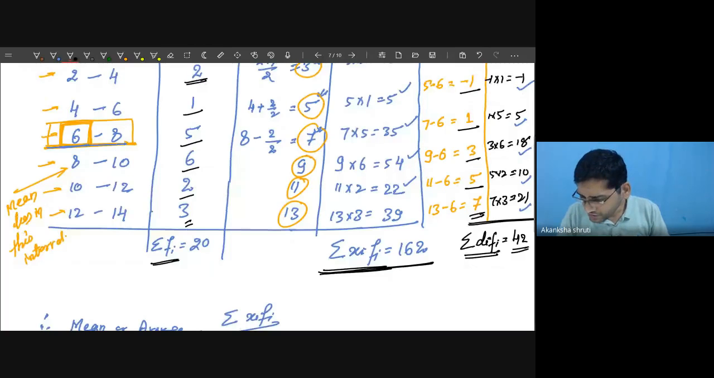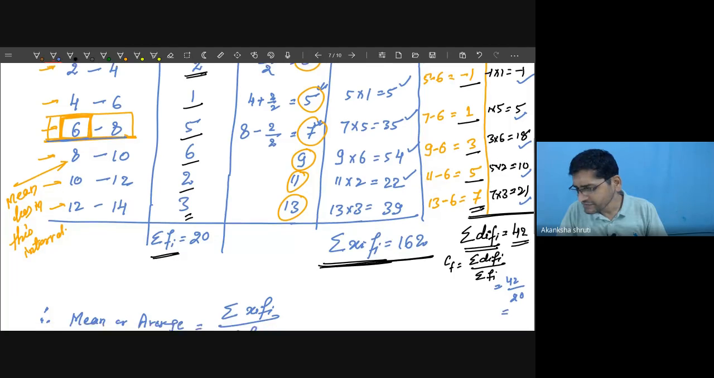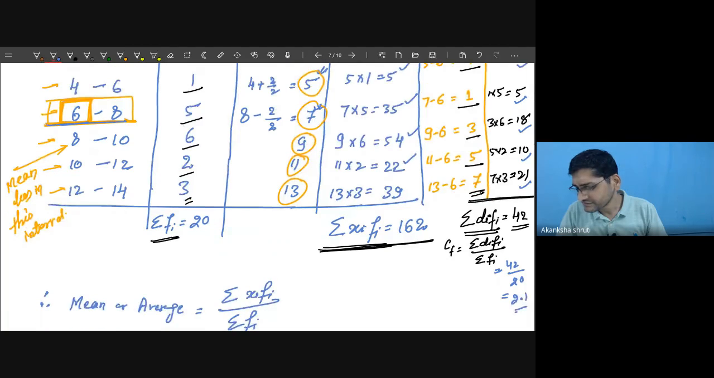Then what you have to do? Then the correction factor CF you have to calculate. It is summation of di fi divided by summation of fi. This you have to calculate. How much does it become? If I calculate it here, it becomes simply 42 divided by 20. How much does it become? 2.1. Got it?